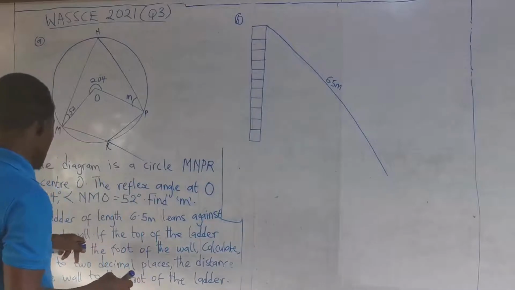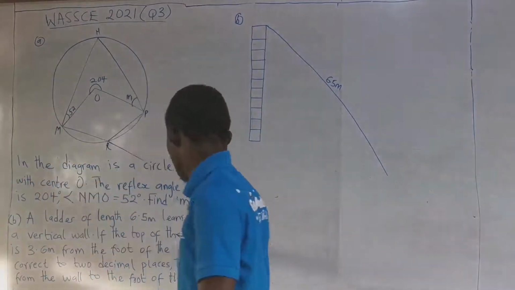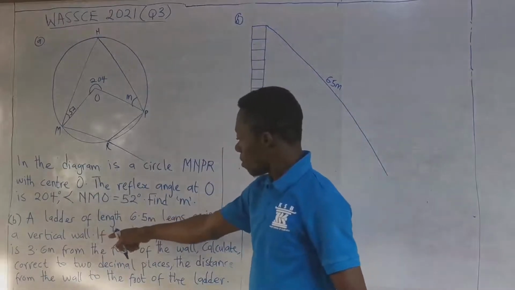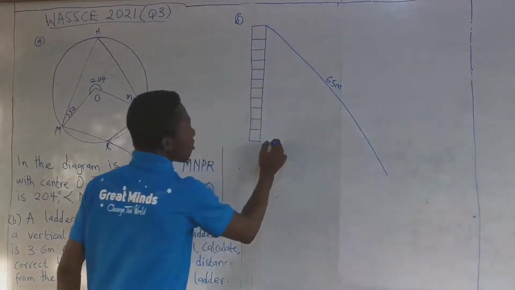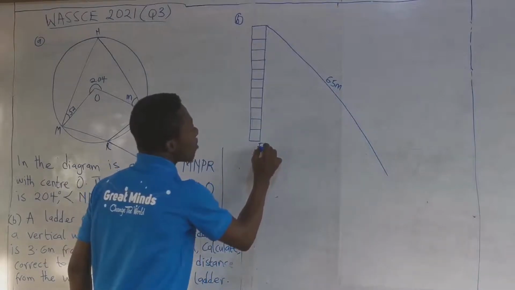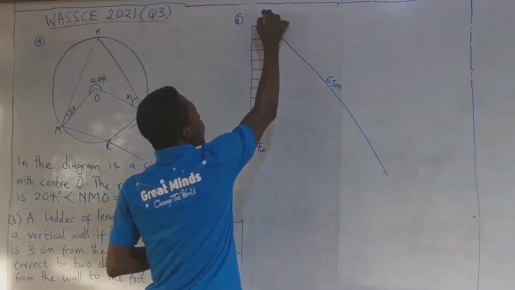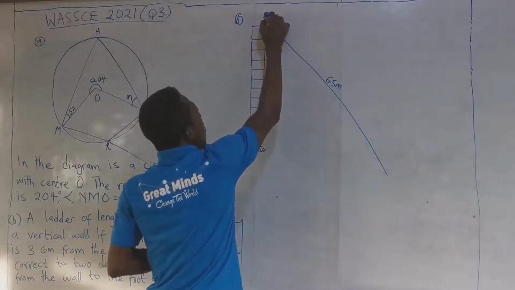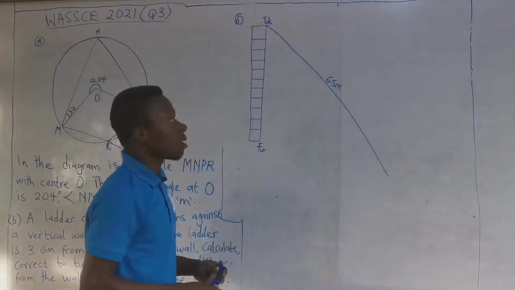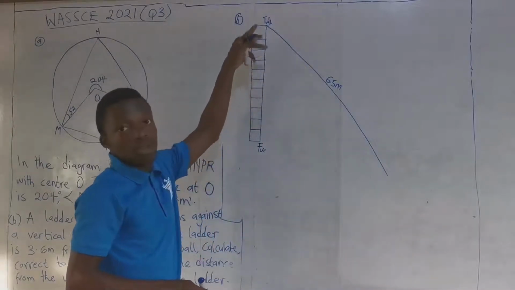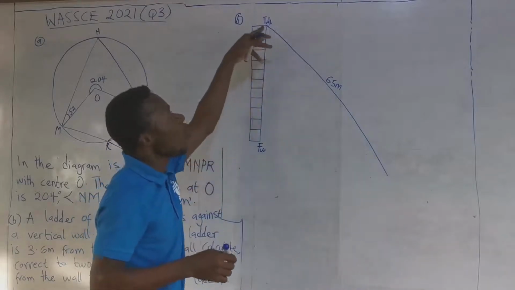It says that if the top of the ladder is 3.6 from the foot of what? The wall. So here we're going to go the foot of the wall, so let's say FW. So here is going to be the top of the wall, or the top of what? The ladder. You can say T subscript L. I hope that is clear.